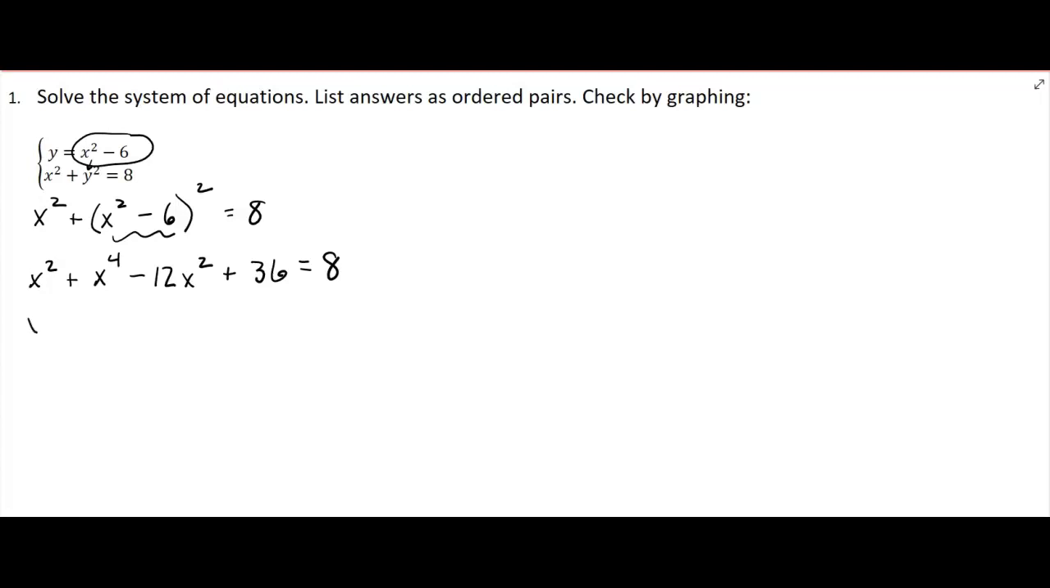So when you combine like terms, you're going to have x to the fourth minus 11x squared. You'll need to subtract the 8. Subtract 8, subtract 8. Okay, plus 28 equals 0. Now, this is in the form of a quadratic equation. You could use a substitution, or you can just factor it with x squared. So it's going to factor into x squared minus 4 and x squared minus 7. Like I said, you could use a substitution if you wanted to see it that way. I think I'm going to show you both methods for solving this, but this is one way.